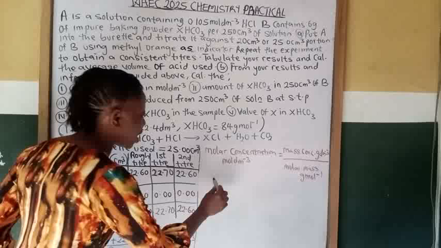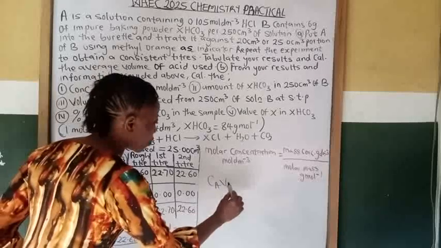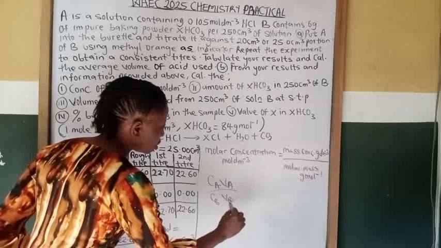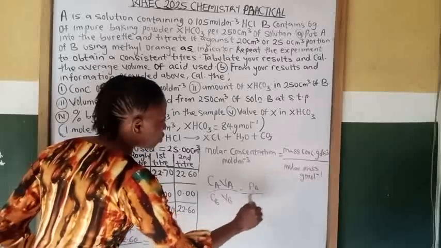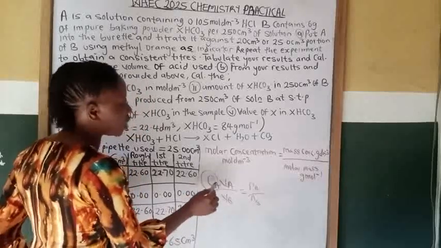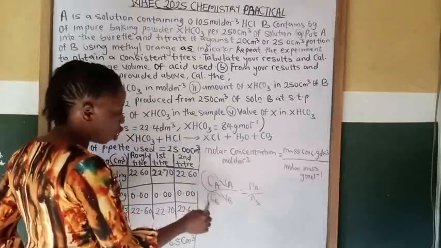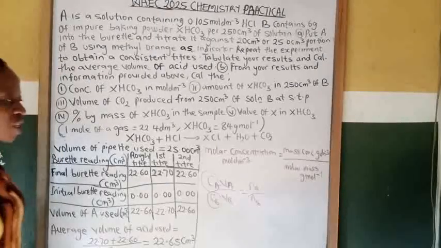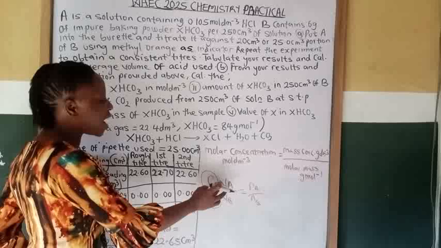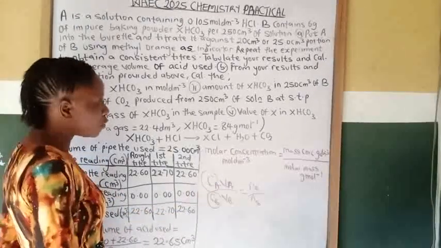Then the general formula, that is CAVA over CBVB equal to Na over Nb. You can only use this one to look for what? Either the molar concentration of acid or the molar concentration of base. So we always use it to look for the molar concentration of either acid or base.